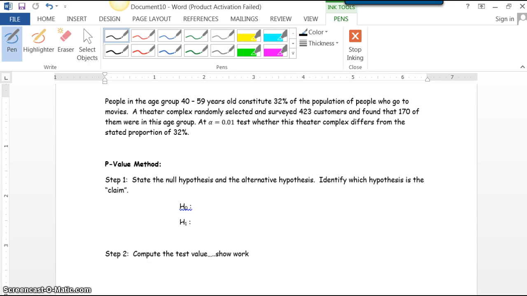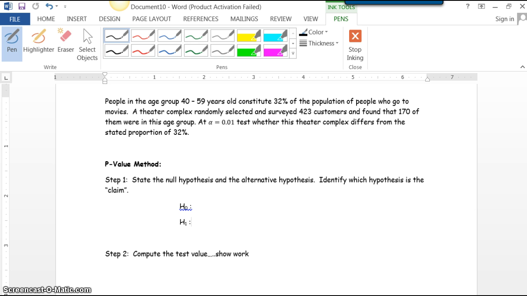This is a hypothesis test about the population proportion p, and we are going to use the p-value method to do the hypothesis test. People in the age group 40 to 59 years old constitute 32% of the population of people who go to the movies. A theater complex randomly selected and surveyed 423 of their customers and found that 170 of them were in this age group, 40 to 59 years old. At an alpha of 0.01, test whether this theater complex differs from the stated proportion of 32%.